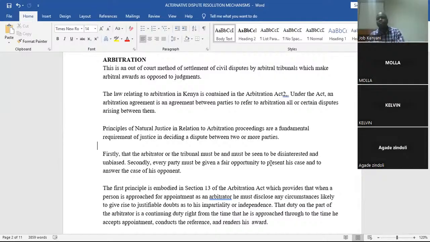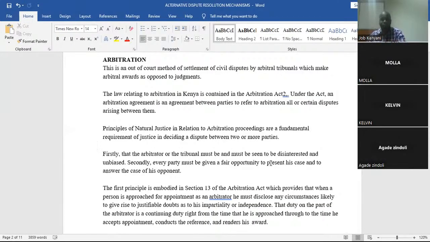So there shouldn't be any form of bias. If it is discovered, you must not sit before that tribunal to resolve the dispute, and they have to look for other arbitrators to resolve the matter. So the arbitrator on the tribunal must be seen to be disinterested and unbiased. Secondly, every party must be given a fair opportunity to present his case and to answer the case of his opponent. So he'll be given a right to be heard.